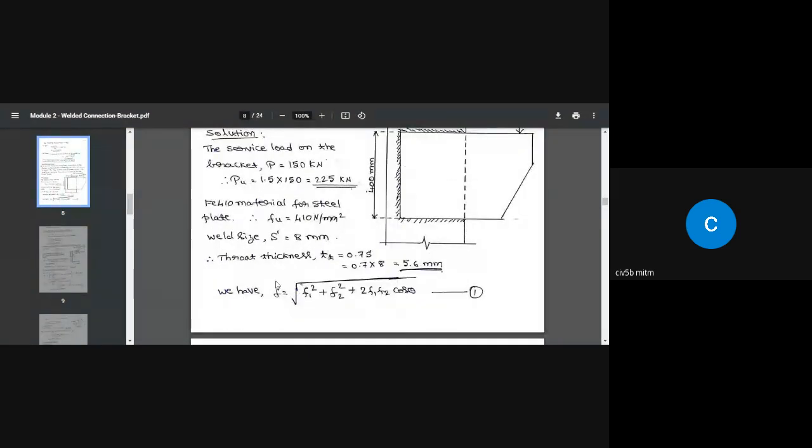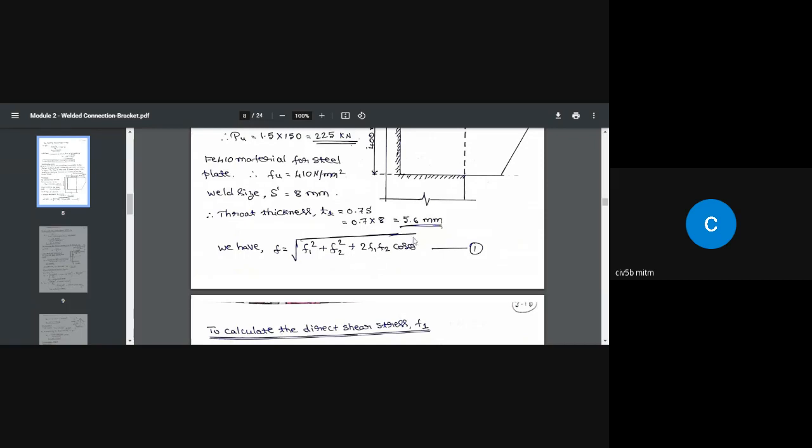What is the maximum shear stress that is going to be developed? That is the F value. First, we need to find out the F value. You know how to find all these values: find F1, F2 and theta. Once you find these values, automatically you know what F is. Let us start with the value of F1. The unit of F1 is Newton per millimeter square. F1 equals PU divided by the throat area. Throat area is total weld length multiplied by the throat thickness.